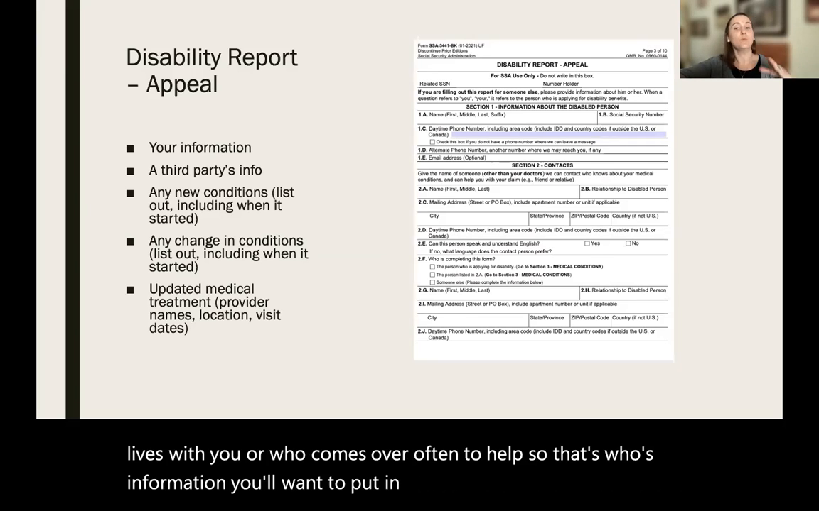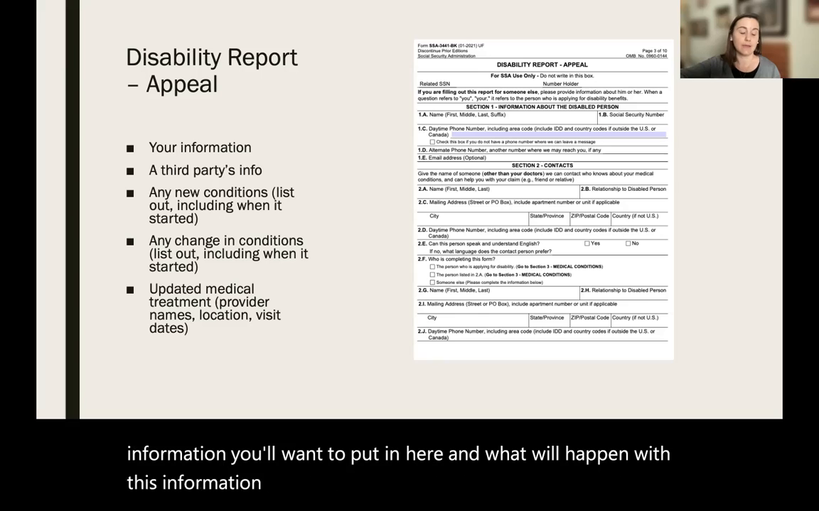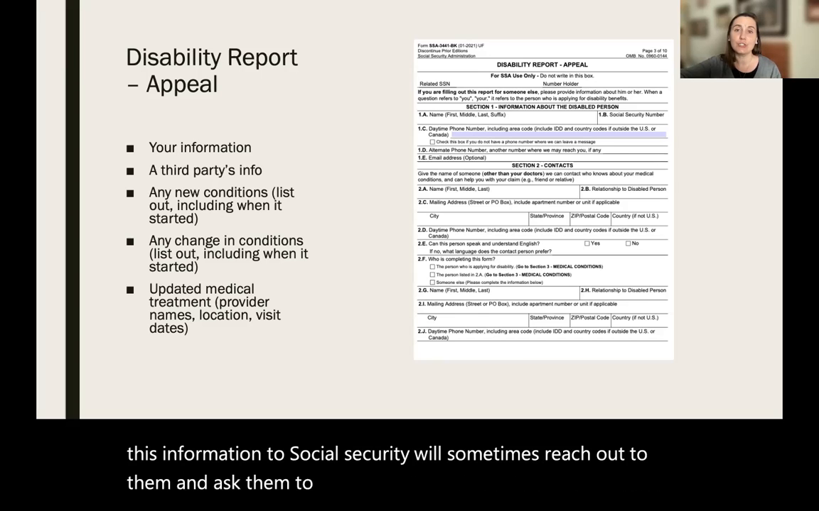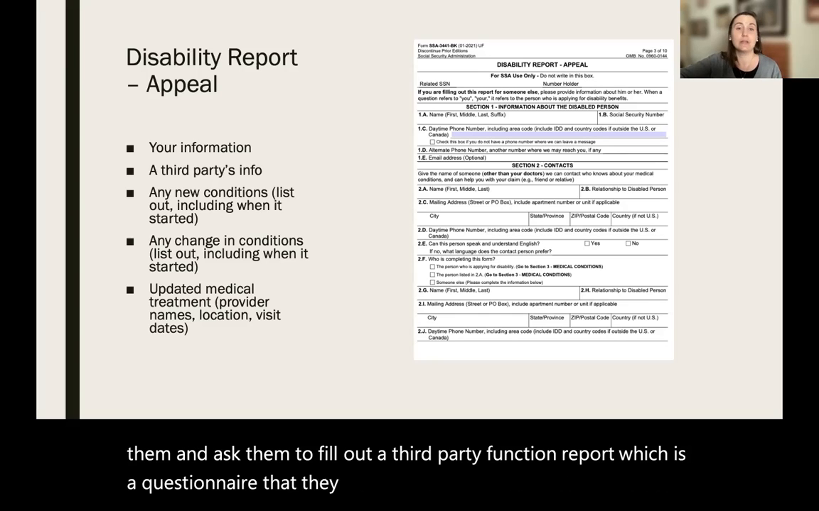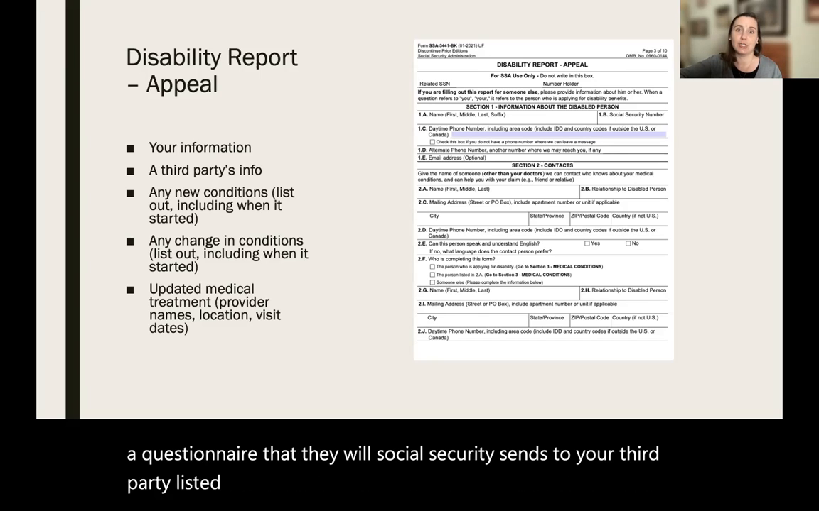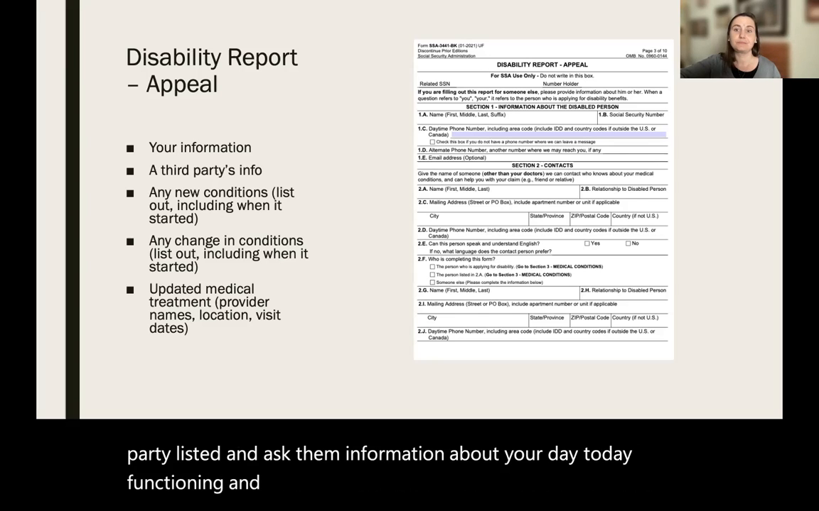And what will happen with this information is Social Security will sometimes reach out to them and ask them to fill out a third-party function report, which is a questionnaire that Social Security sends to your third party listed and ask them information about your day-to-day functioning and your activity level.